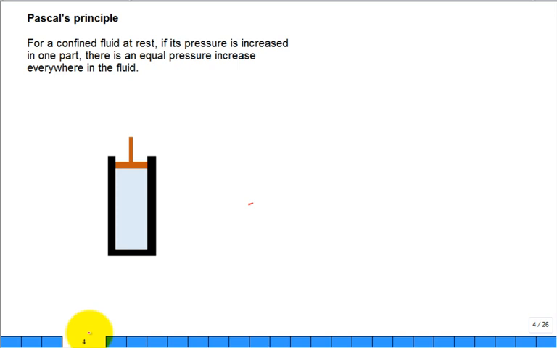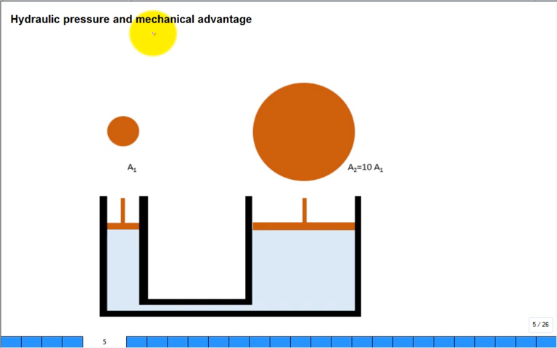Well, Pascal's principle: for a confined fluid at rest, if the pressure is increased in one part, how would you increase the pressure in one part? You typically take a piston and push down on it to try to change its volume, but if it's a liquid, it's pretty incompressible, so it's not going to change its specific volume much. What it'll do is boost the pressure. But if you change the pressure at this one point here, the same increase in pressure is felt everywhere in that confined fluid. So where do we find that useful? Well, we can find it when we talk about hydraulic fluids, hydraulic pressures, and the mechanical advantage that we enjoy from hydraulic machinery. So this is the classic example.